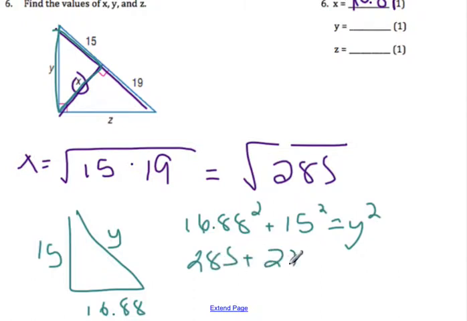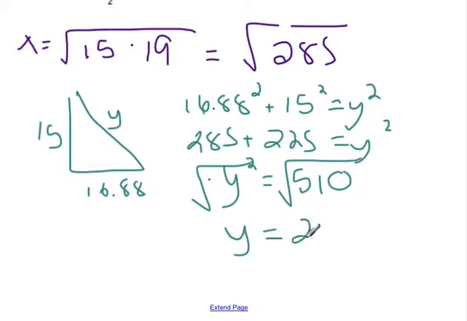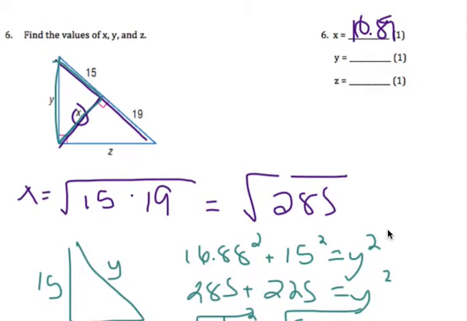15 squared is 225, and that's going to be equal to y squared. So 285 plus 225, you're going to end up getting that y squared is equal to 510. So you're going to go ahead and take the square root of both sides. So you take the square root, and then you end up getting that y is equal to 22.58.